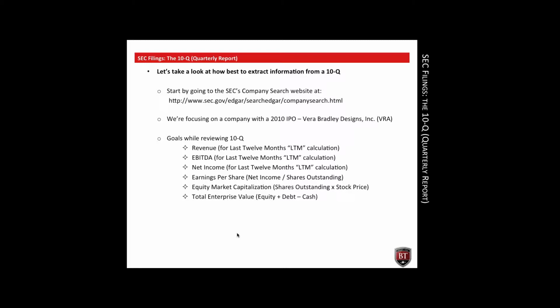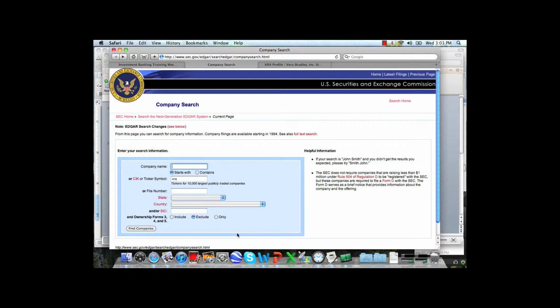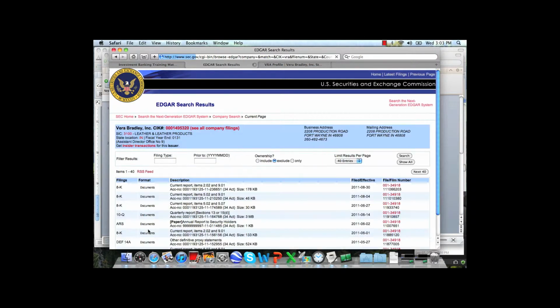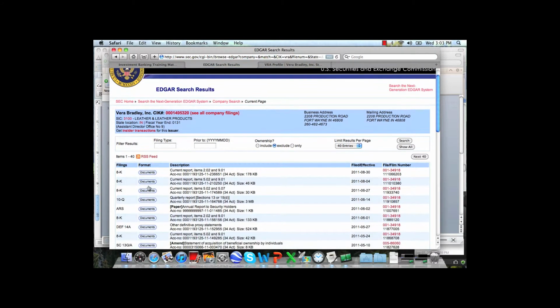Let's flip over to the SEC website. So we're on the SEC website search page. I've typed in the ticker, VRA. I'm going to click Find Companies. And in this case, we're going to look for the most recent 10Q, starting from the top. And you can see we've got one from June of 2011.